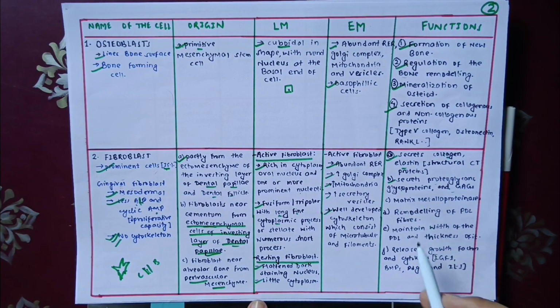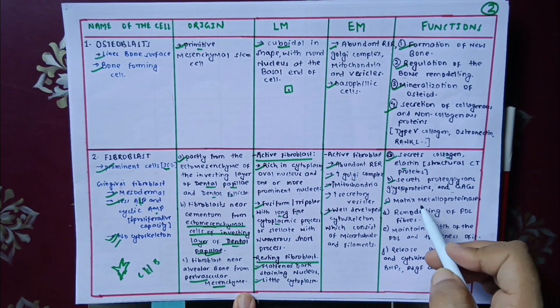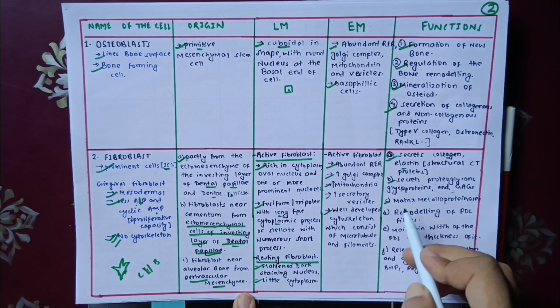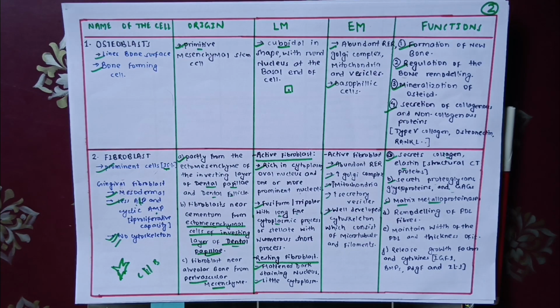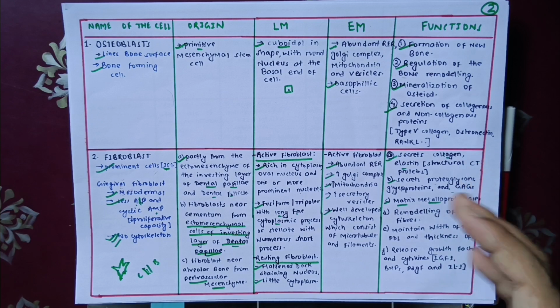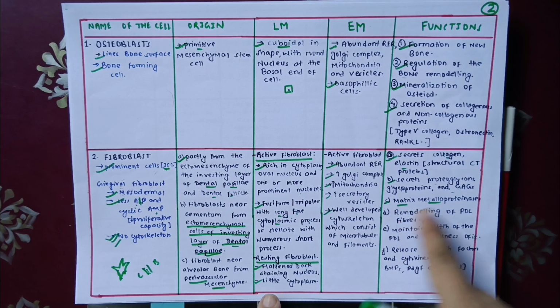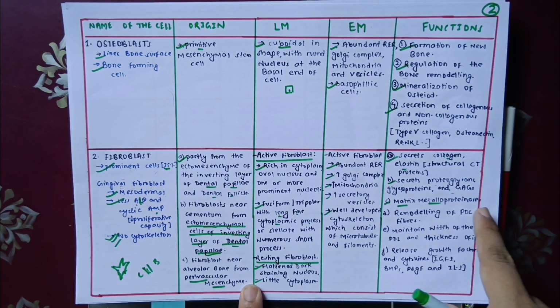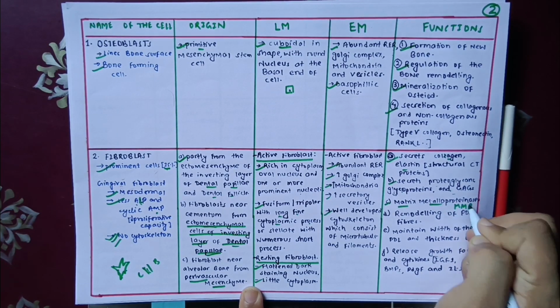After that, the next one is matrix metalloproteinases. This is an enzyme that is secreted by this fibroblast, and this is one kind of MCQ also. They can frame it as a question asking which cell of the periodontal ligament secretes matrix metalloproteinases. Then you should say the fibroblast is the cell that secretes it, and in short form we call it MMP.